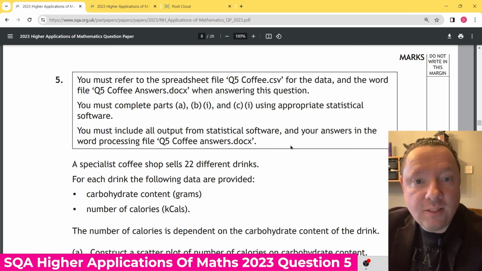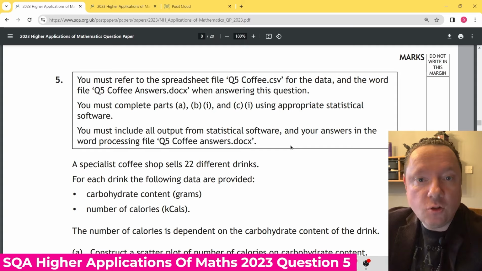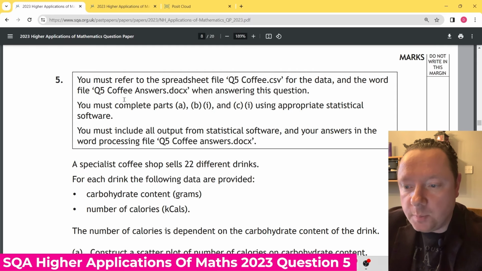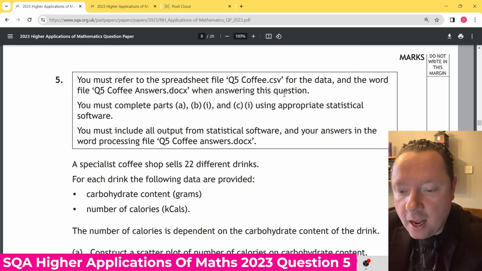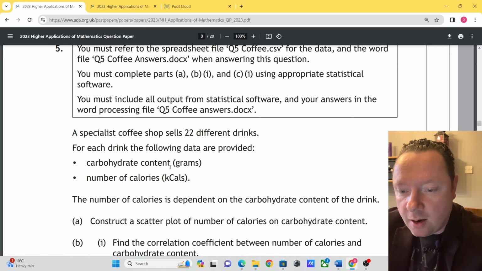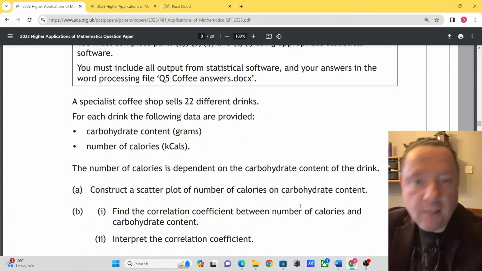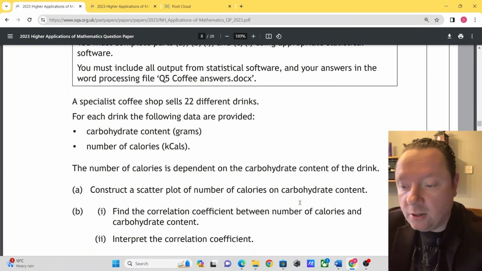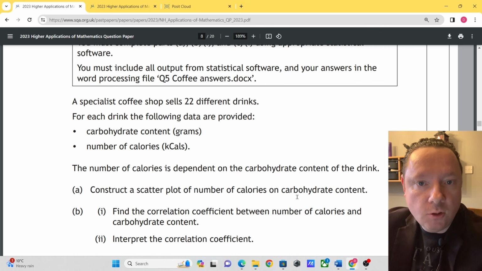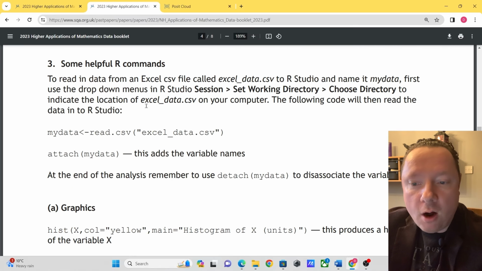Down here for Clelland Maths, SQA Higher Application of Maths 2023 question 5. This is the spreadsheet file Q5 coffee, where you have to construct a scatter plot of number of calories on carbohydrate content. So number of calories is the Y, carbohydrate content is the X. If you do a scatter plot, I usually use RStudio, I'm presuming you do too, and the data booklet is going to be handy for this. So let's go to the data booklet now. There is a data booklet for helpful R commands.